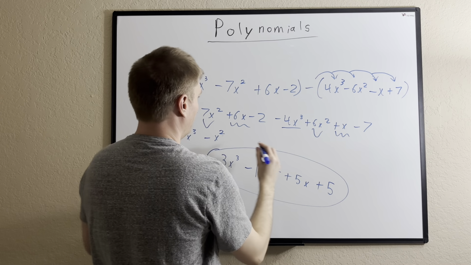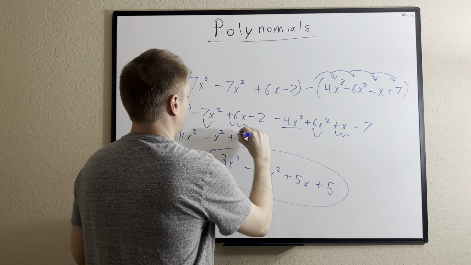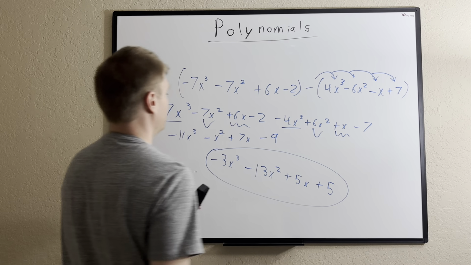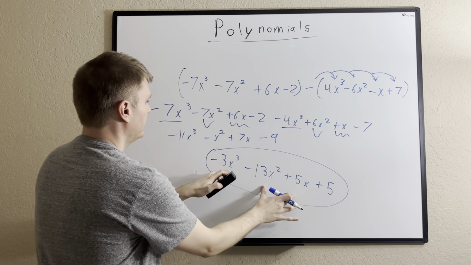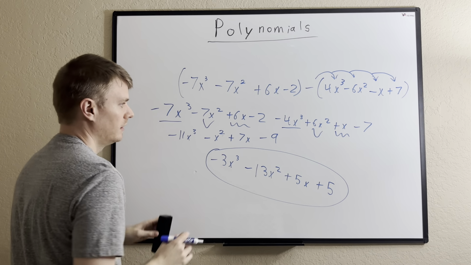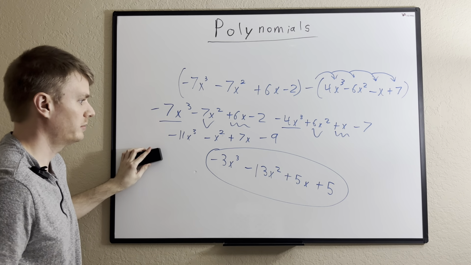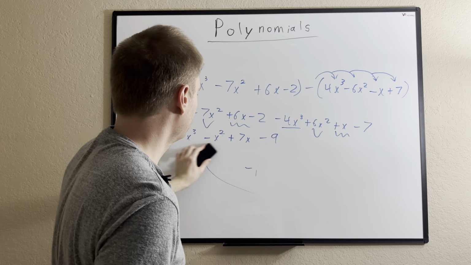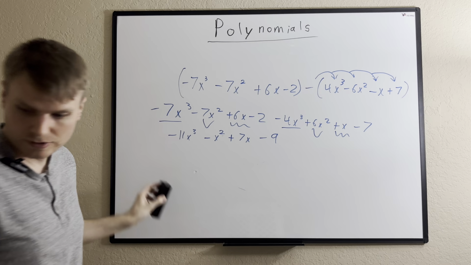6x plus 1x, 7x. Negative 2 minus 7 is minus 9. Boom. Completely different. So you've got to make sure that you use that distributive property there. Completely different answer from when you're adding it. See that?